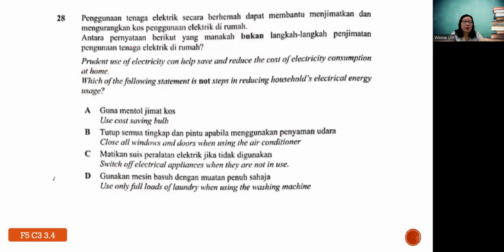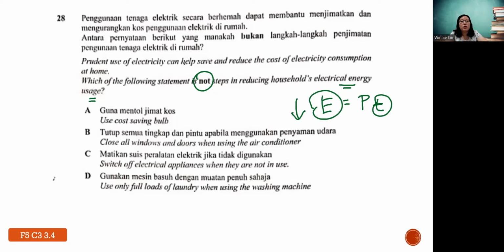Okay, next, 28. Prudent use of electricity can help save and reduce the cost of electricity consumption at home. Which of the following statements is not a step of reducing electrical energy usage? As you know, electrical energy E equals power times time. That means how do you save energy? You reduce the use, or you use it for a shorter time, or the power of the device shouldn't be so high. Okay, so we see which one is not the correct one.